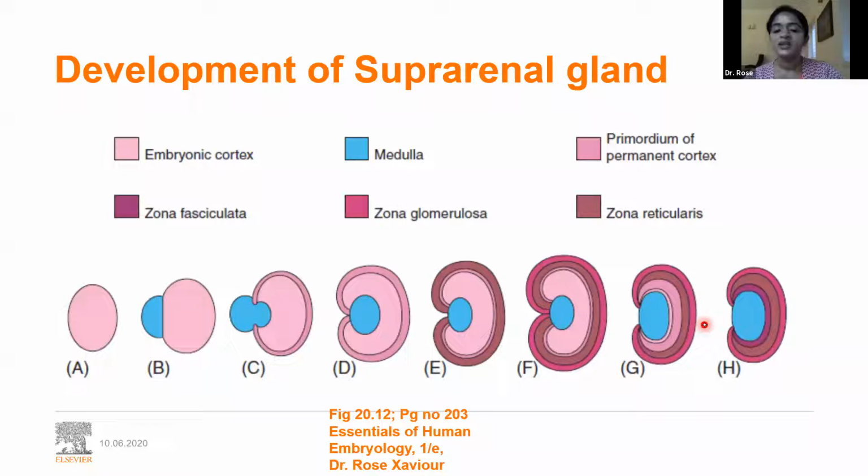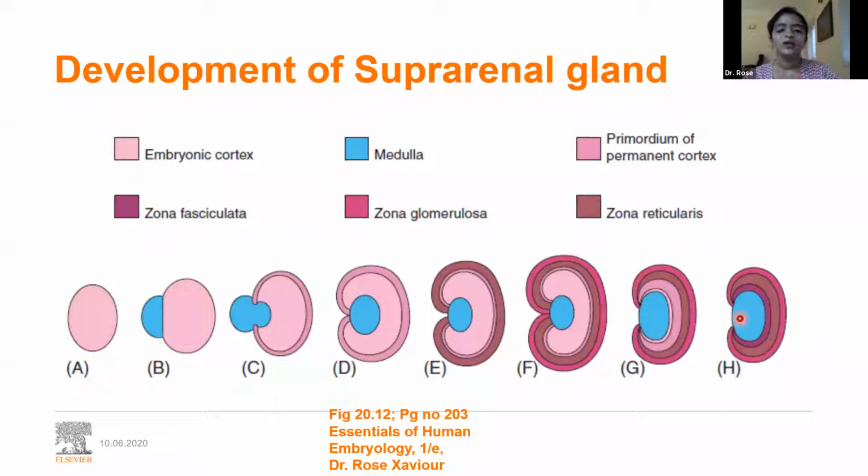So where are the other layers coming from? At birth, there are mainly three layers of the adrenal cortex. From the outer to the inner aspect, you have the zona glomerulosa, then the zona fasciculata, and the third layer is known as the zona reticularis. These are the three layers of the adrenal cortex. Soon after birth, you will have the zona glomerulosa and zona fasciculata derived from the definitive cortex, and later on the zona reticularis will be formed on the inner aspect of the cortex, lying closer to the adrenal medulla. For the time being, you have to remember two things.